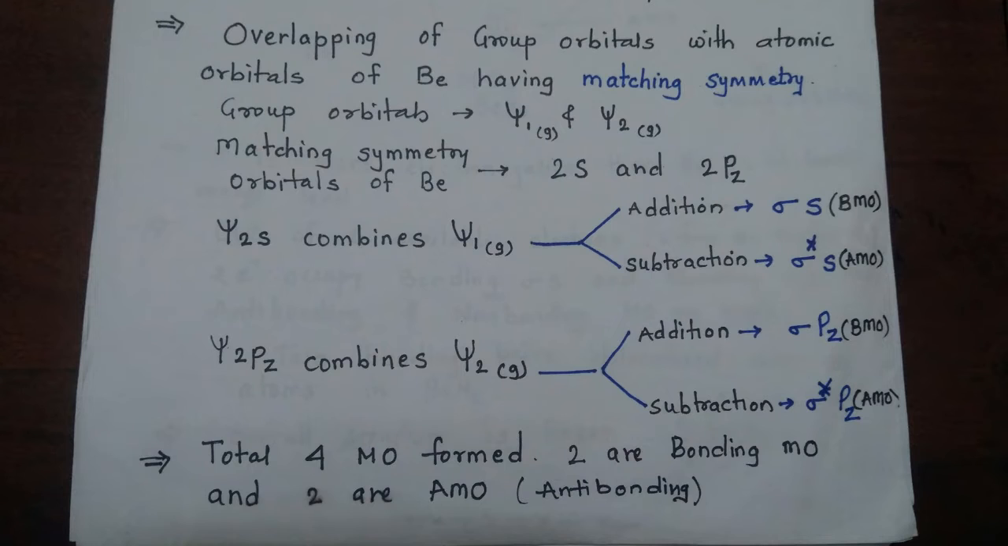Second combination, that is the available group orbital is psi 2 from hydrogen. This psi 2 is looking forward to overlap with psi 2pz, which is an atomic orbital from beryllium. Therefore, the second combination again leads to the formation of a set of two molecular orbitals. One will be bonding, one will be anti-bonding, and we will label them as sigma pz and sigma star pz because they originated from the pz atomic orbital.